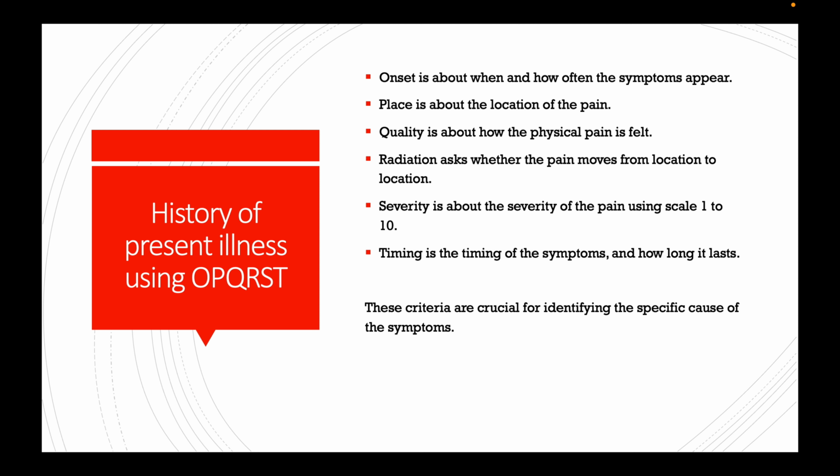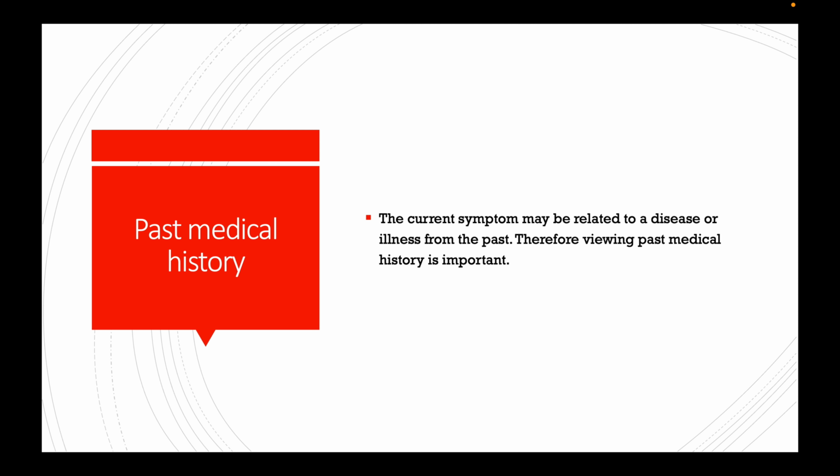Now these OPQRST criteria are crucial for identifying the specific cause of the symptoms. The next step, you ask the patient for the past medical history. This is because the current symptoms that the patient is showing may be related to a disease or illness from the past. Therefore, by viewing the past medical history, it may help find the cause of the illness.